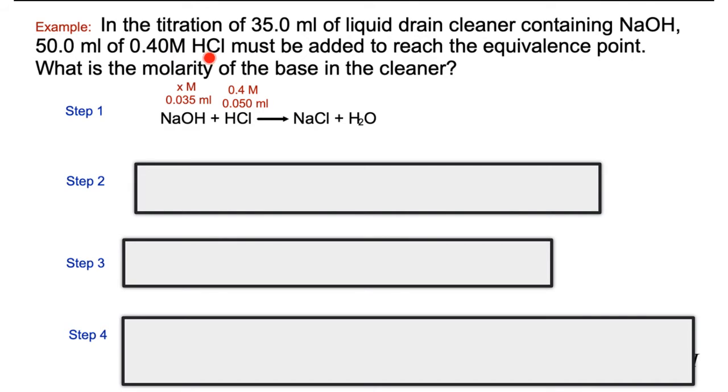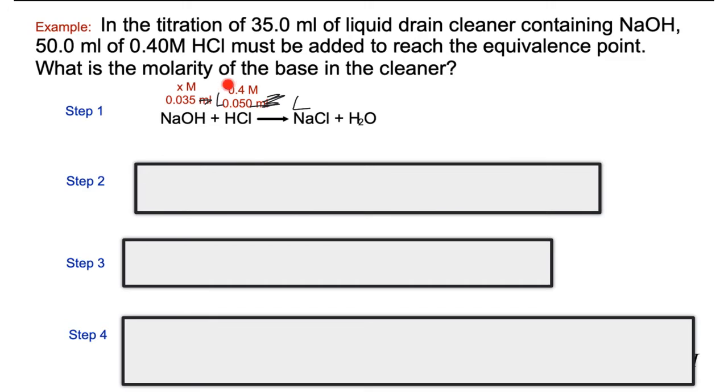I also know the molarity and the amount of substance that I'm using for hydrochloric acid. I have 0.4 molar, and I have 50 milliliters. Really, this should say 0.050 liters. This should also say liters because I already converted that. Remember, if you don't remember how to go from milliliters to liters, you simply divide by 1,000. Then I have my 35 milliliters of drain cleaner that has NaOH, so 0.035 liters.